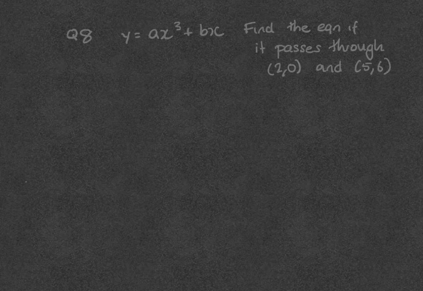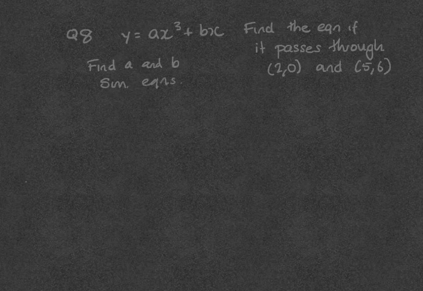Okay, question 8. So we've got an equation with two unknowns, a and b, and we're given 2 points. So that should immediately tell you that we're going to be using simultaneous equations, because we can create two equations from those 2 points and then find a and b.